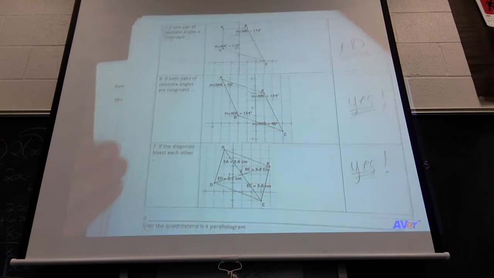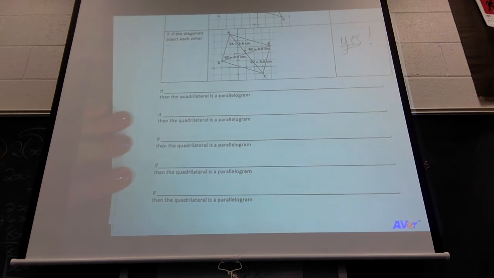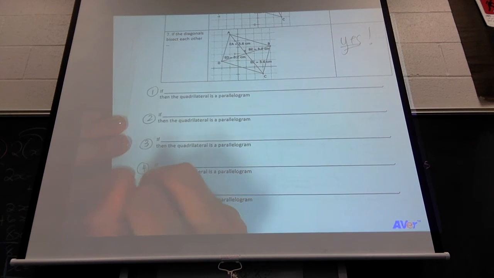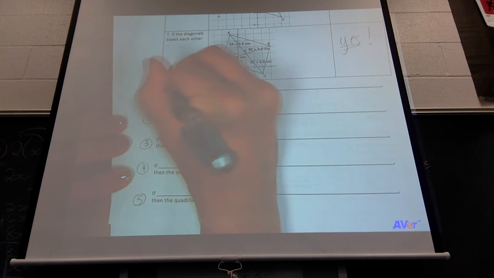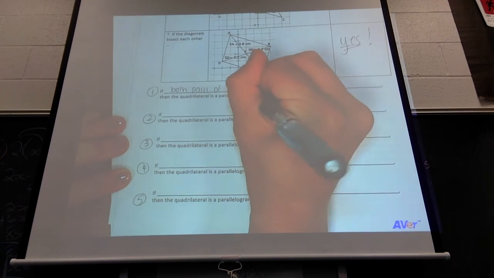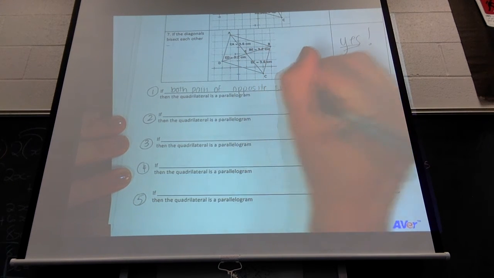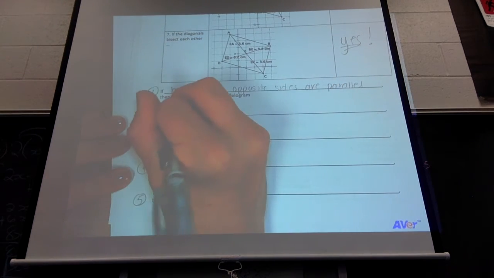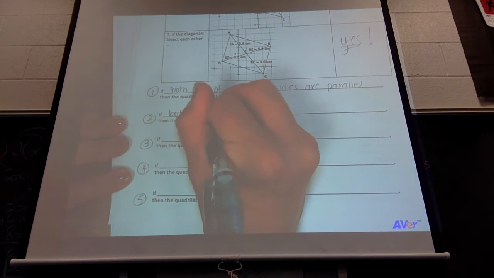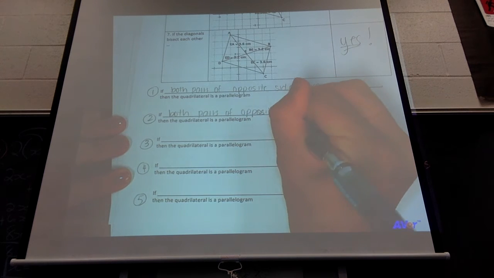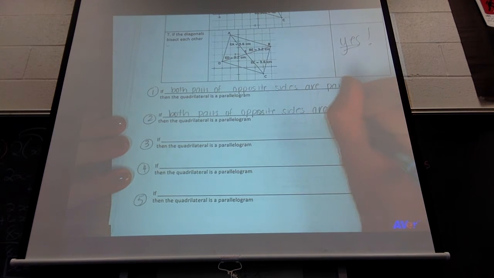So we have 5 different ways that we can show that we have a parallelogram. So we'll number them 1 through 5, and we'll fill in the blanks here. So if both pairs of opposite sides are parallel, then the quadrilateral is a parallelogram. If both pairs of opposite sides are congruent, then the quadrilateral is a parallelogram.